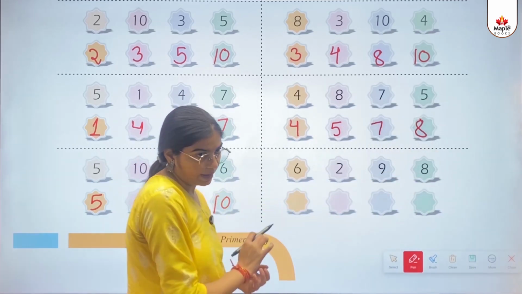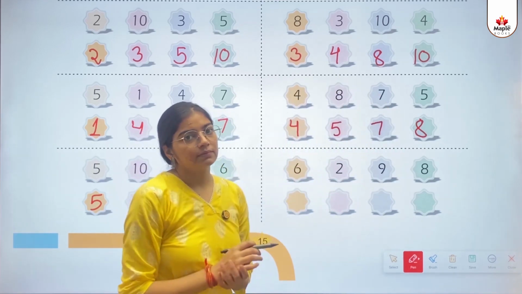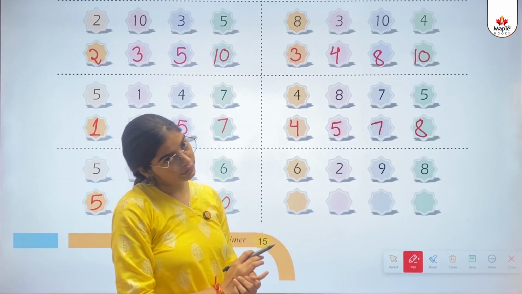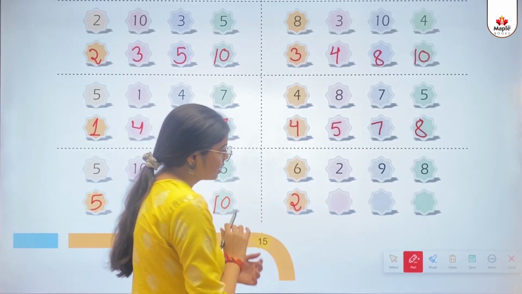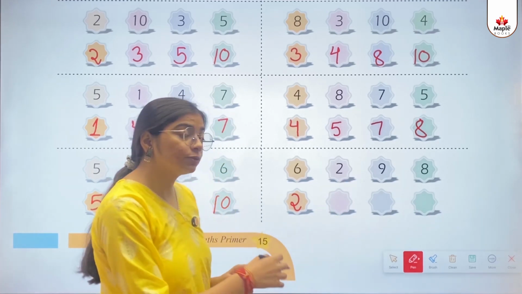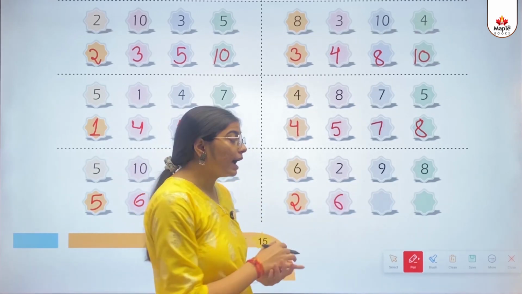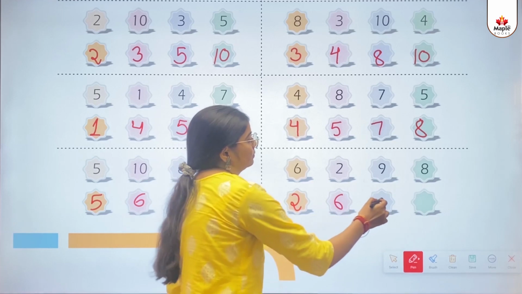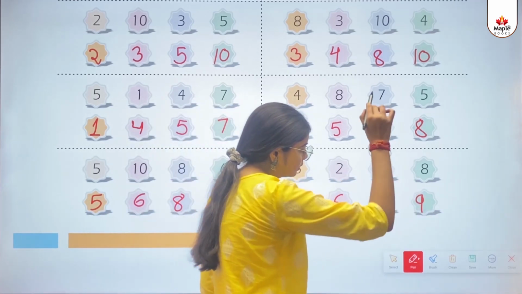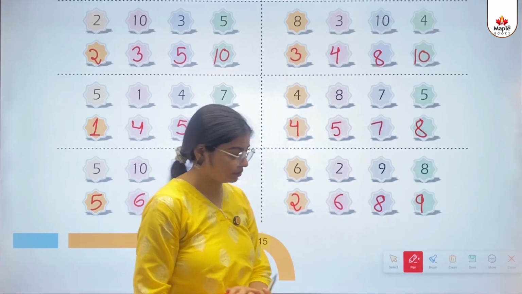Then, in the last part, 6, 2, 9, 8 are the numbers written here. Which one is the smallest one? 2 is the smallest one. Then, which one is greater than 2 but smaller than others? 6. Then what do we write here after 6? 8. Then 9. So kids, that's how we solve the ascending order questions.